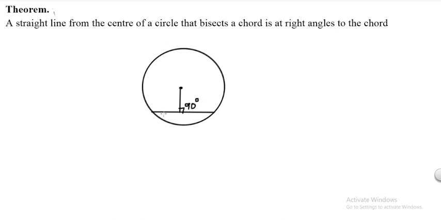And what this also means is that the distance from this point to this point is equal to the distance from this point to this point. So let's solve some examples to help you understand this theorem better.